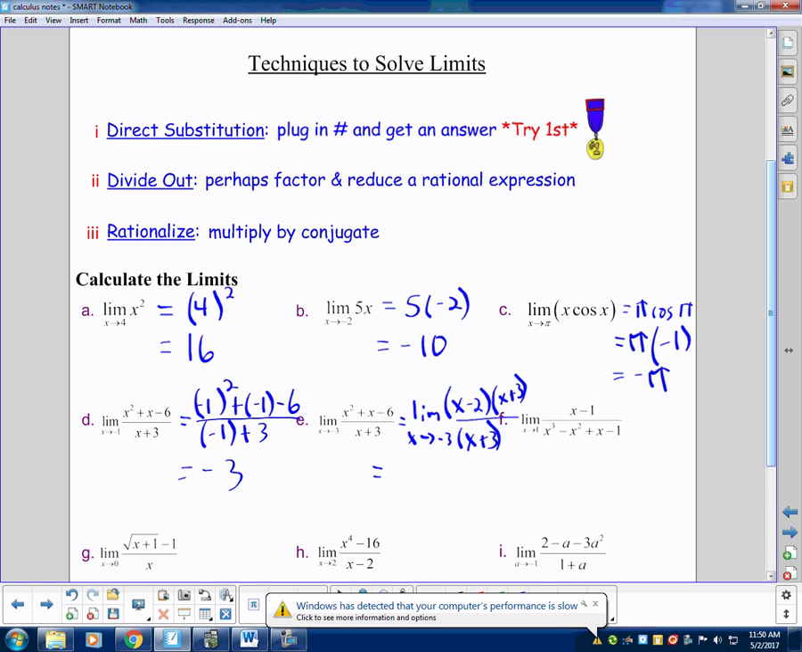So I can expect a different result. So limit as x approaches negative 3. The x plus 3's cancel out. Now we know that that just means that's a hole in the graph. What I'm left with is the equation x minus 2, which we know from our algebra is a linear function, a slope of 1, going through negative 2.